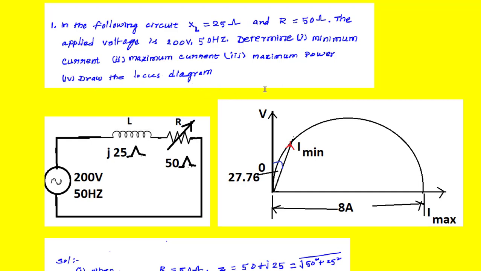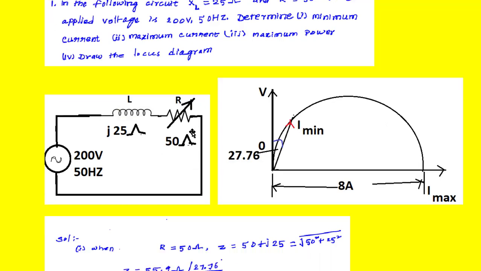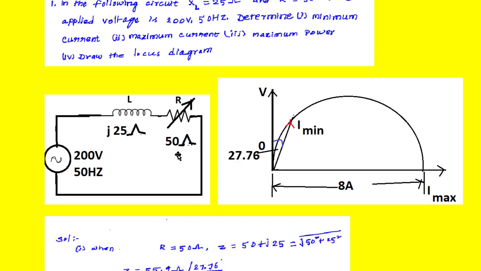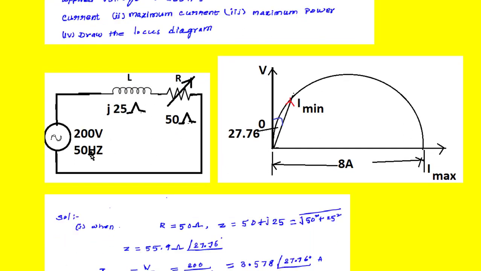So here R is 50 ohms means it is the maximum value. So it can be 0 or it can change up to maximum 50 ohms. So given data can be converted into circuit like this. This is the 200 volt supply with 50 Hz and the inductive reactance is 25 ohms connected in series with a variable resistor 50 ohms, 0 to 50 ohms.